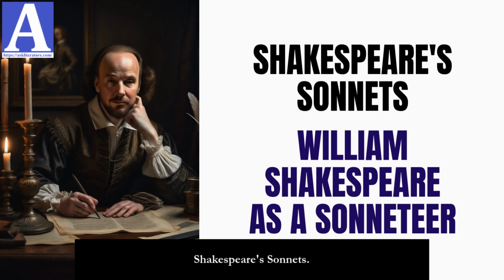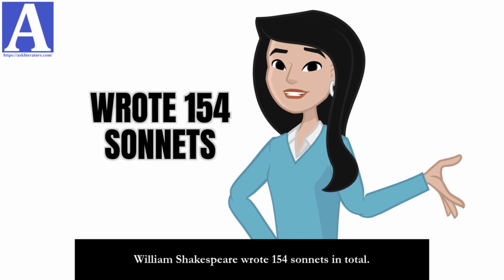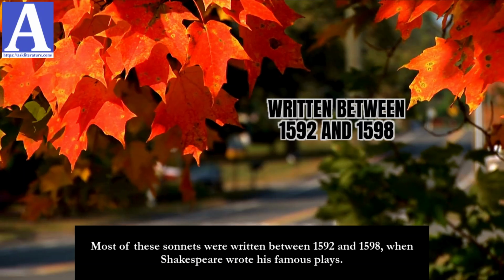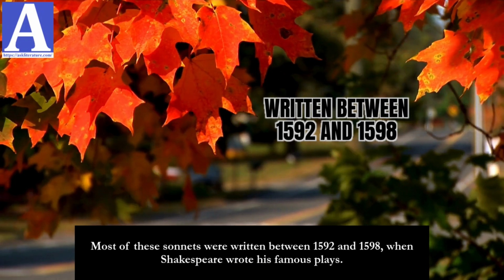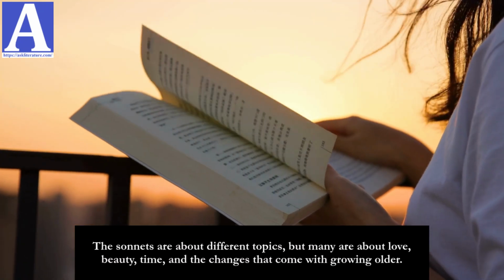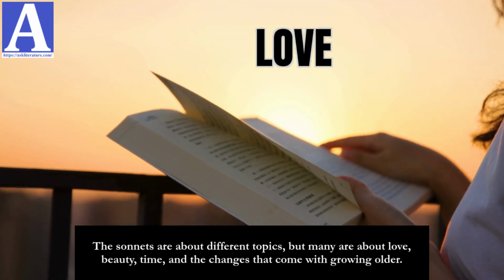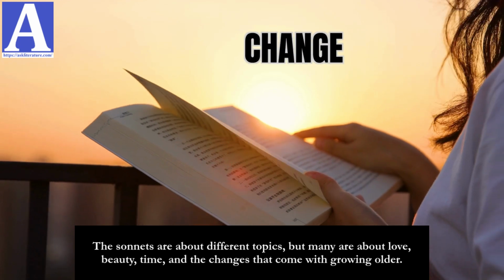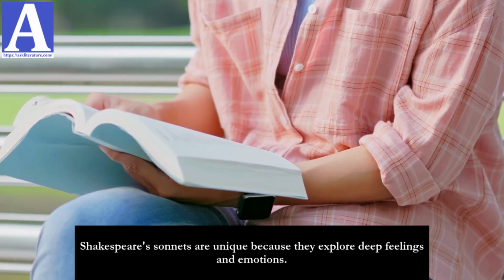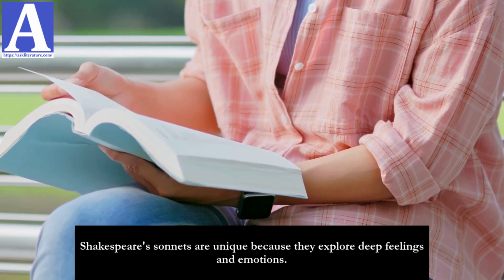Shakespeare's sonnets. William Shakespeare wrote 154 sonnets in total. Most of these sonnets were written between 1592 and 1598, when Shakespeare wrote his famous plays. The sonnets are about different topics, but many are about love, beauty, time, and the changes that come with growing older. Shakespeare's sonnets are unique because they explore deep feelings and emotions.